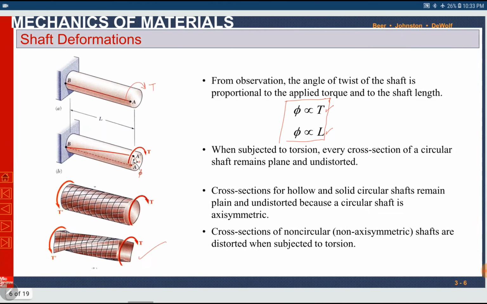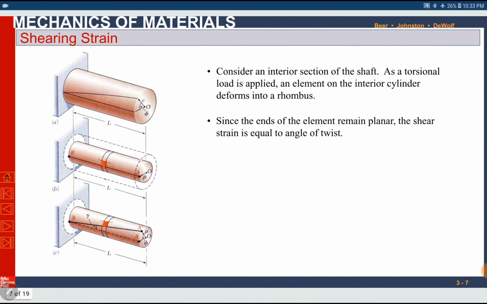Okay, now we will calculate shear strain. How can we calculate shear strain? Consider an interior section of the shaft. As a torsional load is applied, an element on the interior cylinder deforms into a rhombus.